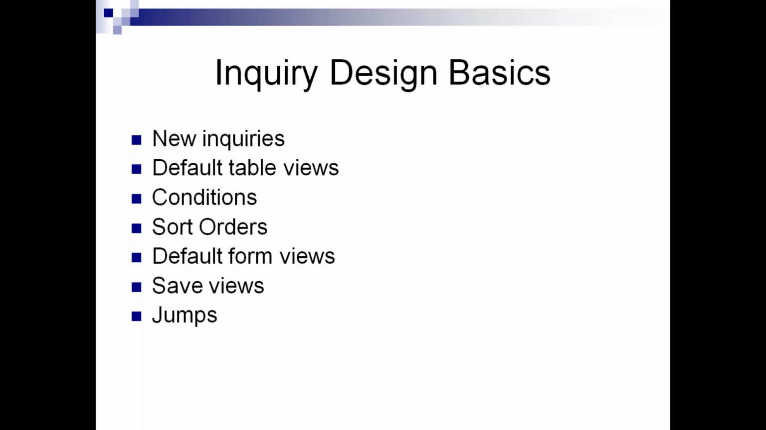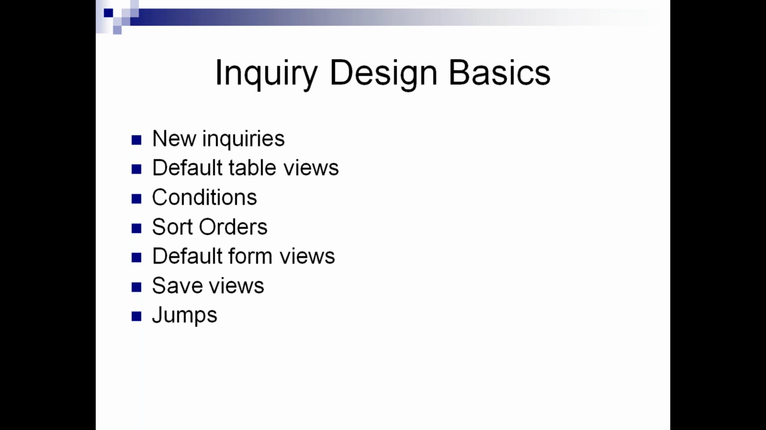I'll show you how to set up a condition. We'll talk about sort orders. I'll show you where those can be locked in. I'll show you how to create a default form view, how to save the view, and then the jumps. That's actually going to be part of setting up the default table views. So this is all going to come together. So setting up a brand new inquiry, or even the same concepts with modifying an inquiry. We're going to be looking at table views, conditions, sort orders, form views, and then jumps, whether it's a table jump or it's a column-specific jump.